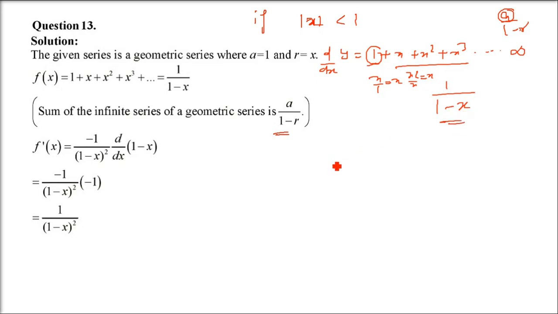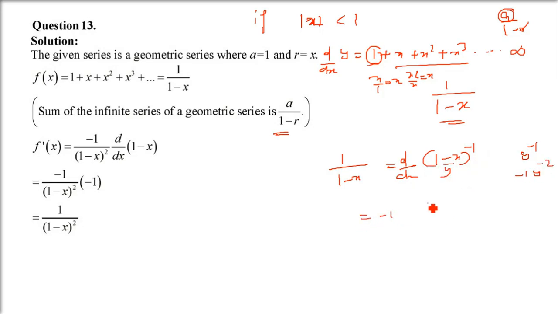Now we will find out the differentiation of this. But before that, if you see, mod x is less than 1, which means x is between 1 and minus 1. That is how it is important. You cannot have x as 1. If you put x as 1, it will be 1 by 0, 1 by infinity.